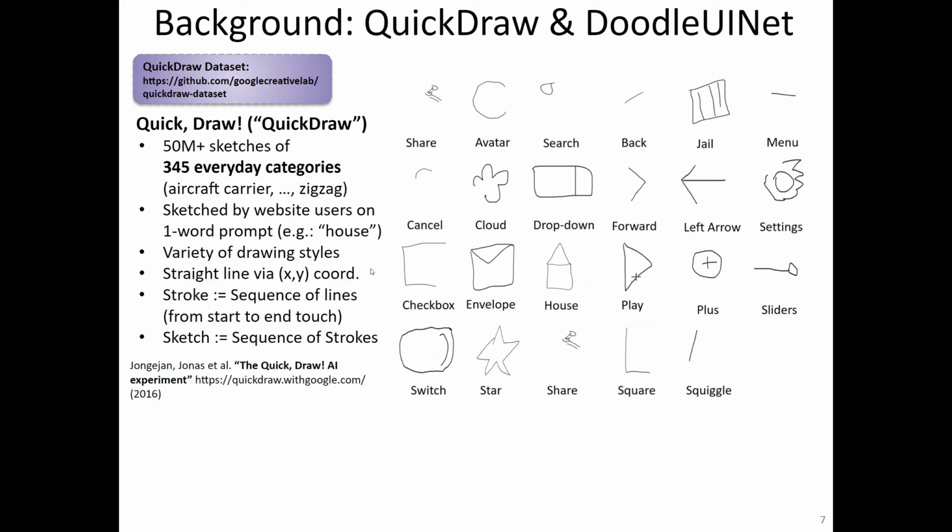As users use their imagination, there is a variety of drawing styles. These sketches are not raw pixels, but each drawing is represented through straight lines with their XY coordinates. A stroke consists of a sequence of lines and represents a touch start and touch end event. And a sketch is a sequence of those strokes.